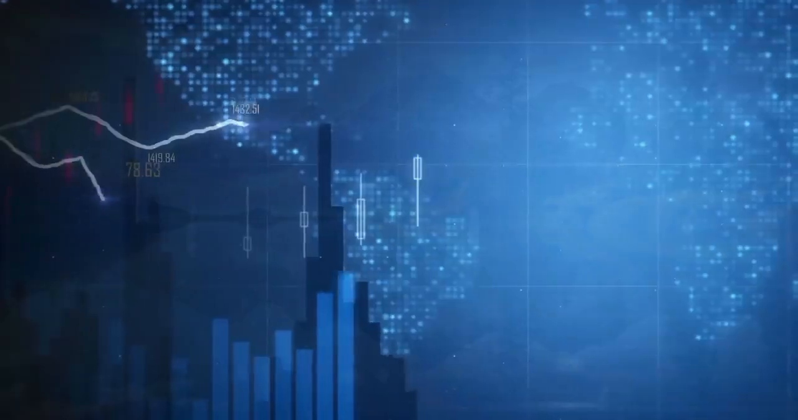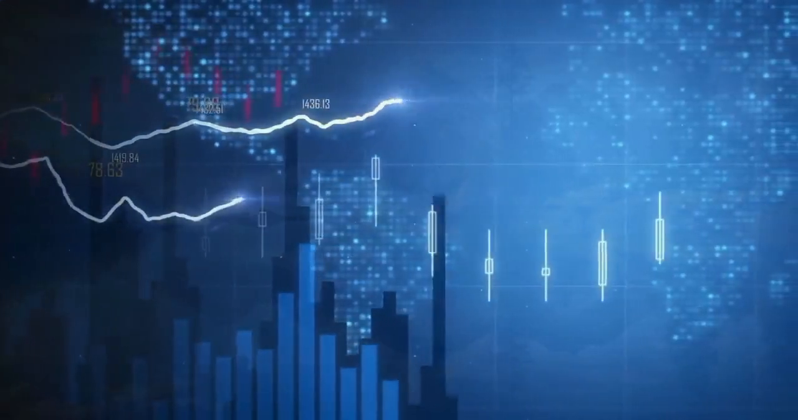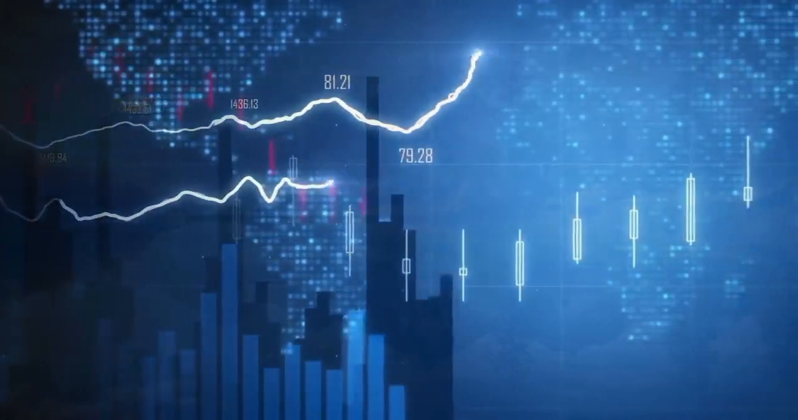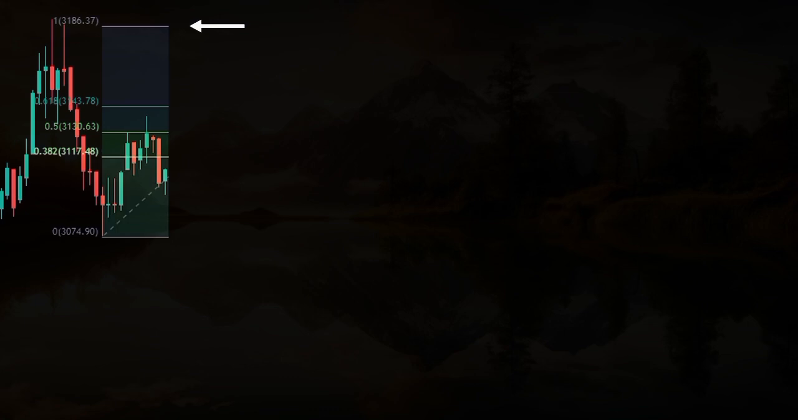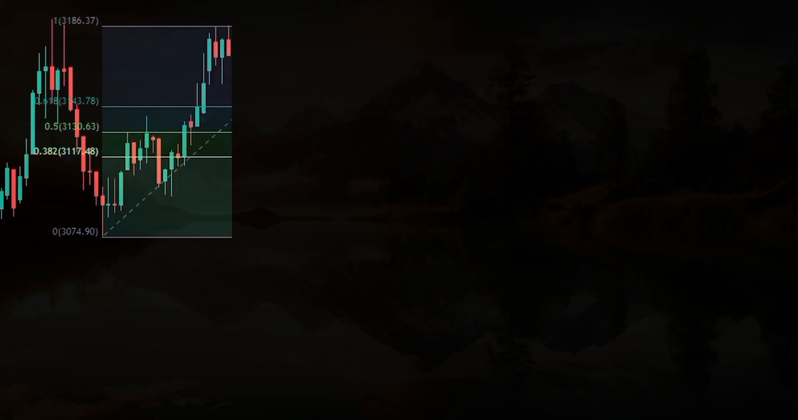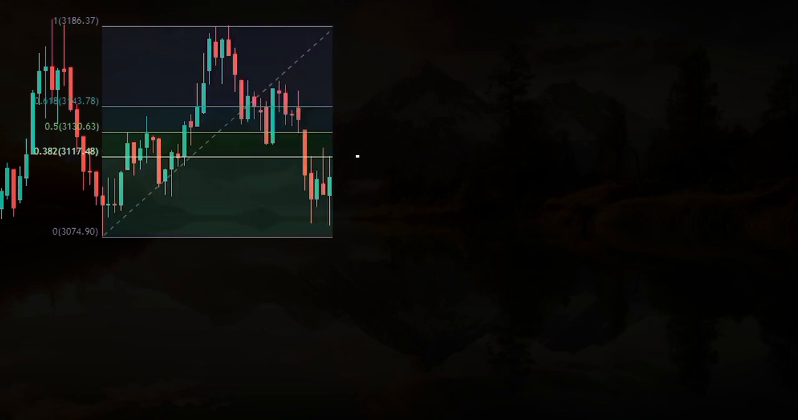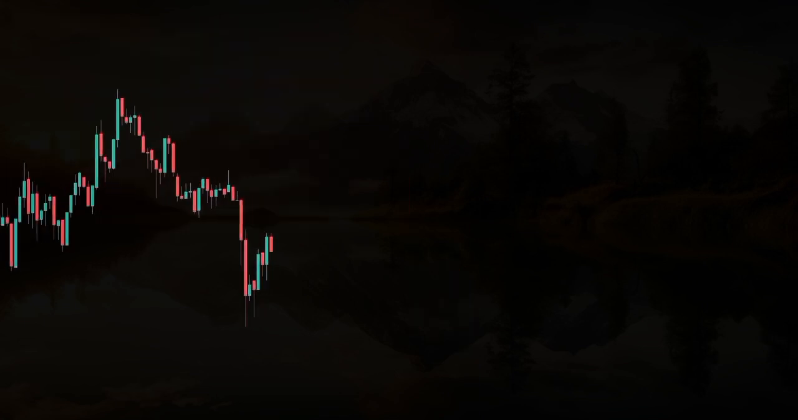So let me show you an example of a strong pullback. As you can see here, we set our points to the highest high and the lowest low, then we can see the price moves upwards, then it has a pullback under the 0.382 line, which we consider a strong pullback. We can predict that after the price has a strong pullback, it'll start to move sideways or reverse in the opposite direction. And just as we predicted, the price starts to fall hard.